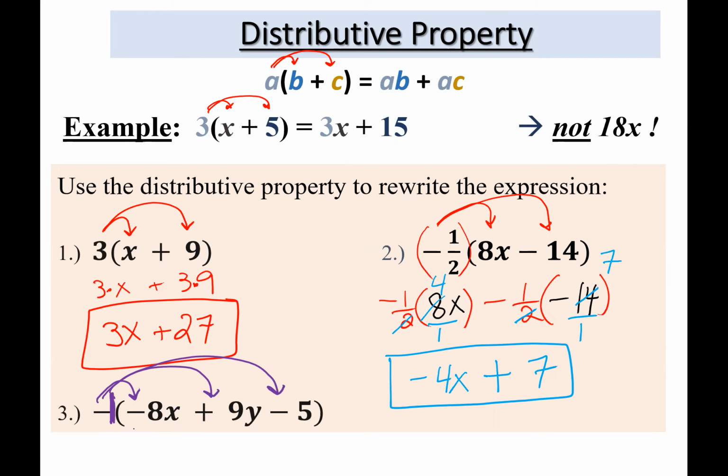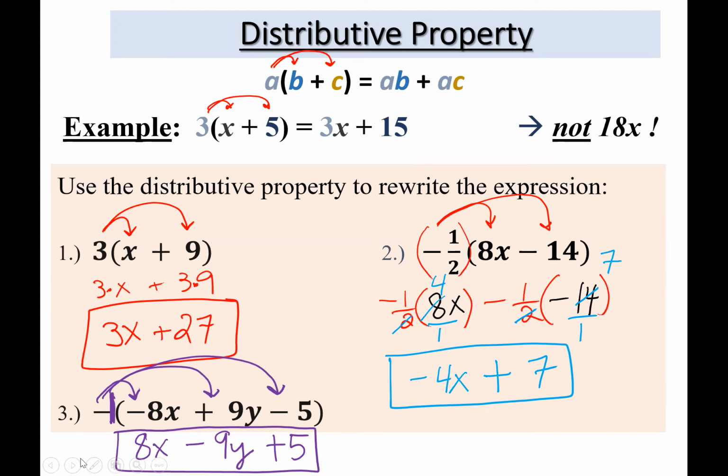Negative 1 times negative 8 is positive 8. So this first term, negative 1 times negative 8x becomes positive 8x. On to the second term. Negative 1 times 9y is now negative 9y. On to the third term. Negative 1 times negative 5 is positive 5. Okay, so that was another reminder about negatives. When you distribute a negative, each of your terms will have their signs changed for your final answer. All right, now we can move on.